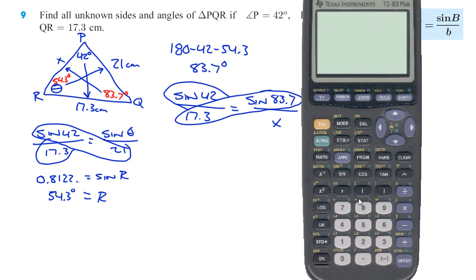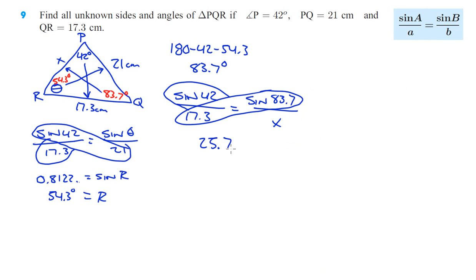So let's do 17.3 times sine of 83.7, which equals 17.19. Divide that by sine of 42, and that gives us the other side over there as 25.69, so we'll call that 25.7. So it's 25.7 centimeters for that other side over there. Okay, so that's all we have for this one.